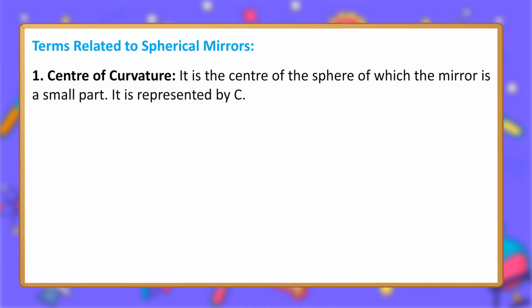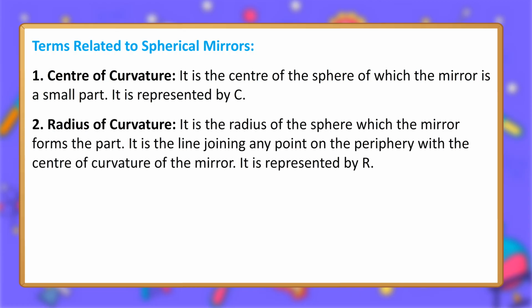1. Center of curvature. It is the center of the sphere of which the mirror is a small part. It is represented by C. 2. Radius of curvature. It is the radius of the sphere of which the mirror forms a part. It is the line joining any point on the periphery with the center of curvature of the mirror. It is represented by R.